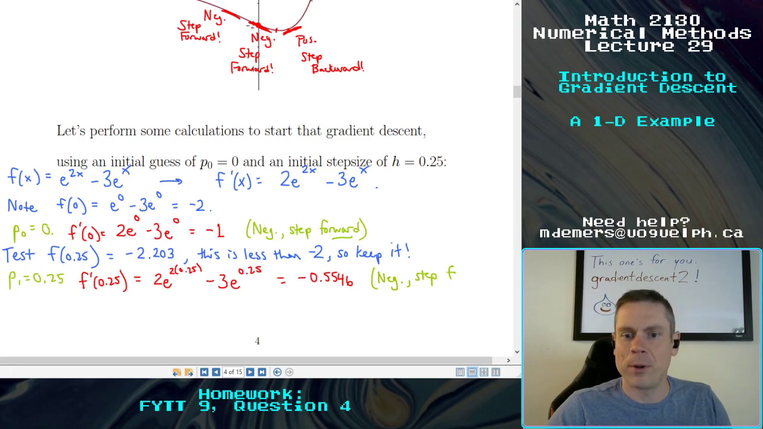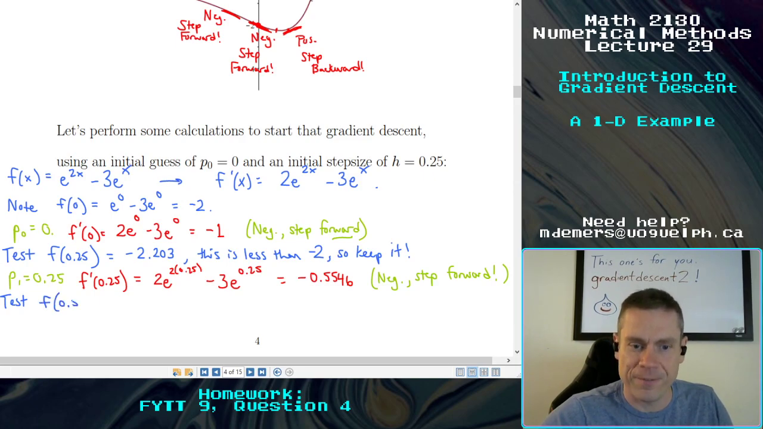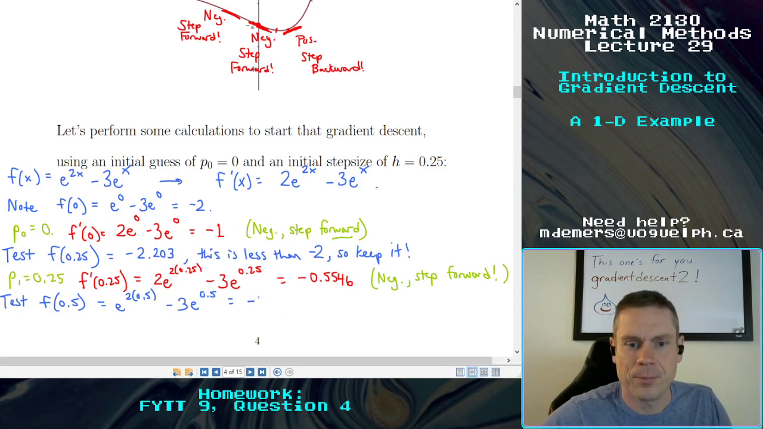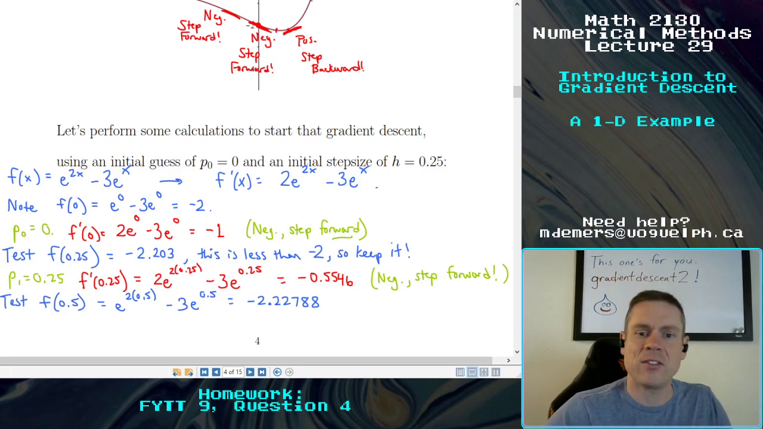So again, we're going to step forward. That means if our step size is 0.25, we're going to test 0.5 for our next value. If you put that in, you get e to the 2 times 0.5 minus 3e to the 0.5. This works out to, what did I get here? Minus 2.22788.